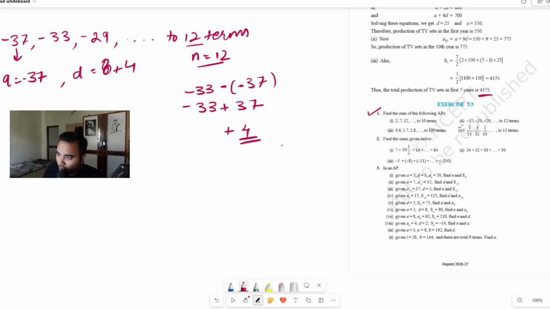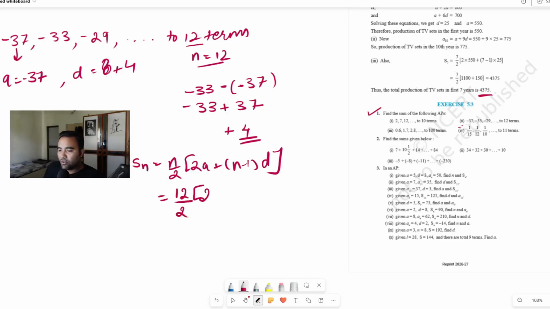Now they're asking you to find the sum. So sum is Sn is equal to n upon 2, 2a plus n minus 1 d. This is the formula that we know. Value of n is given as 12. 2 into a is minus 37 plus n minus 1.